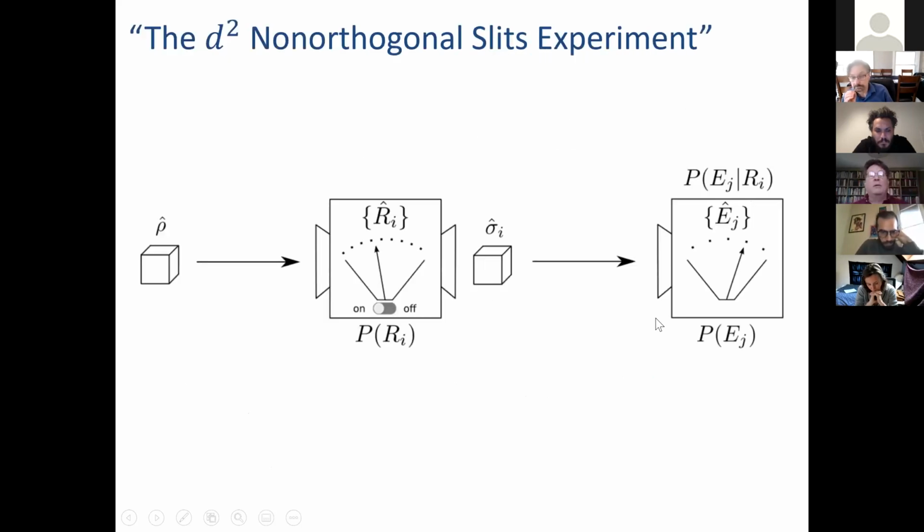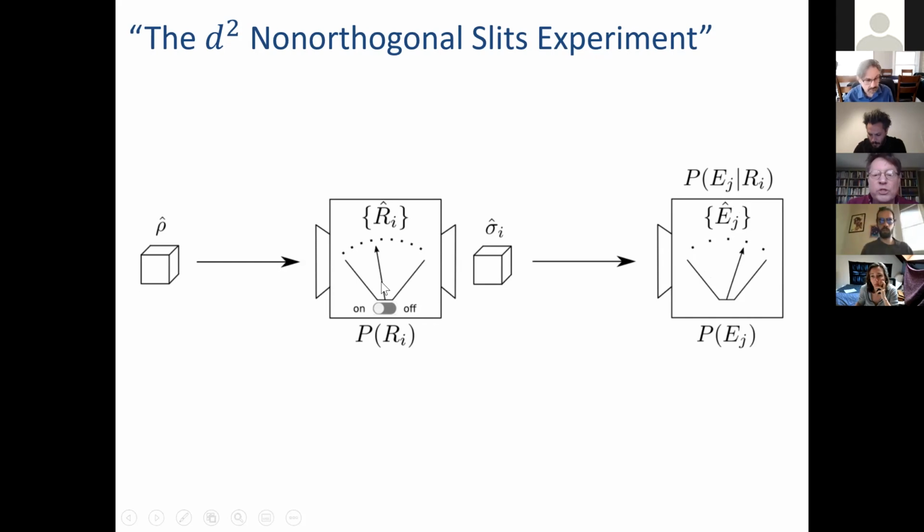Let me generalize that. I'll call this the d-squared non-orthogonal slit experiment. And in this way, using the tools of quantum information, I can make it a general statement about how we calculate probabilities. So what you see before you is one measuring device followed by another. You can think of this measuring device as being analogous to the screen at the end of Feynman's. And you can think of this measuring device as analogous to measuring which slit the particle went through.